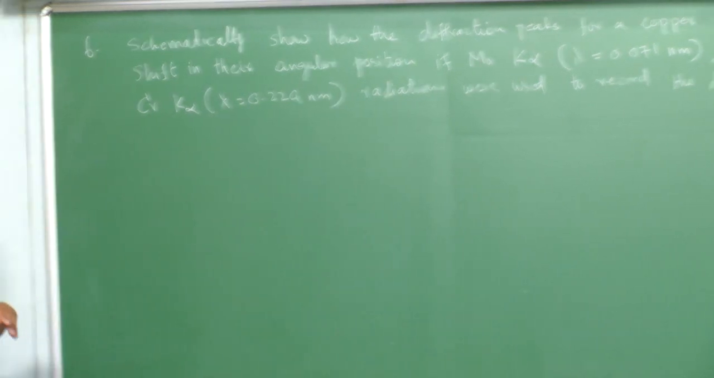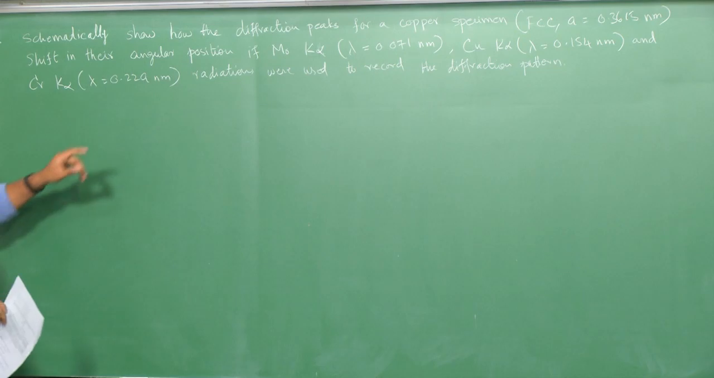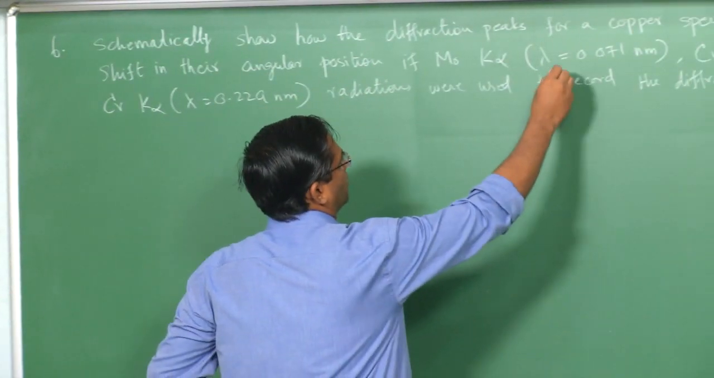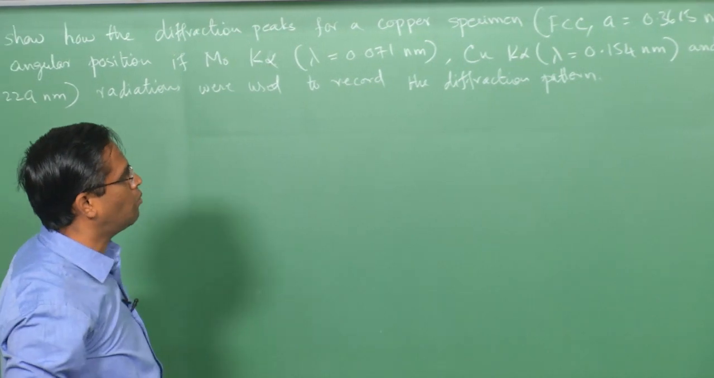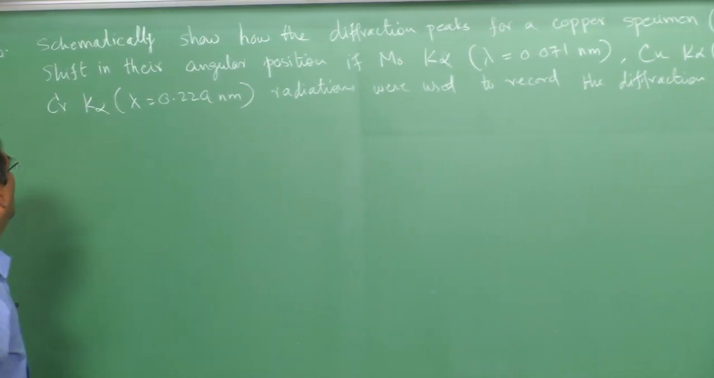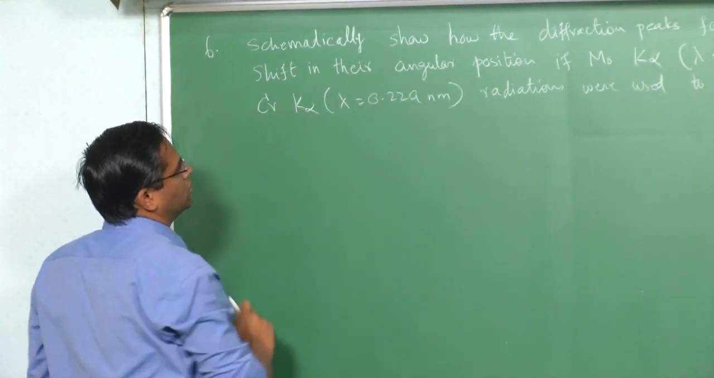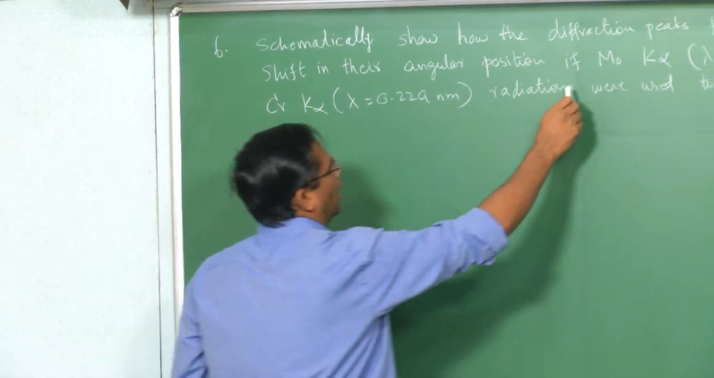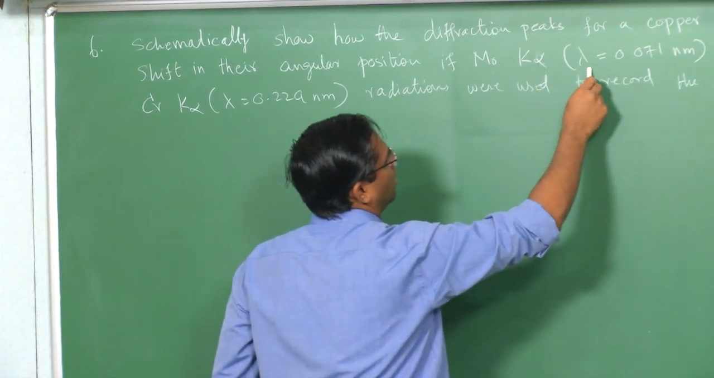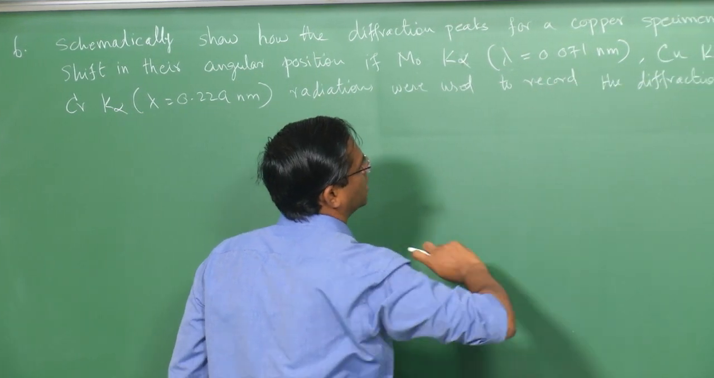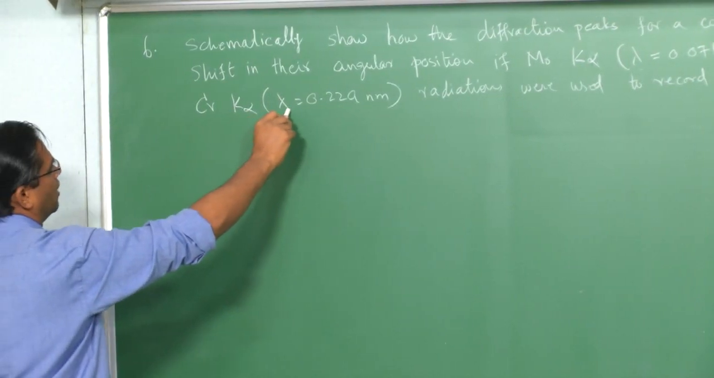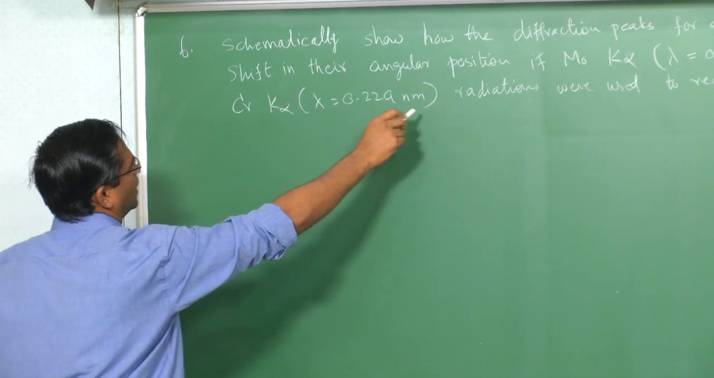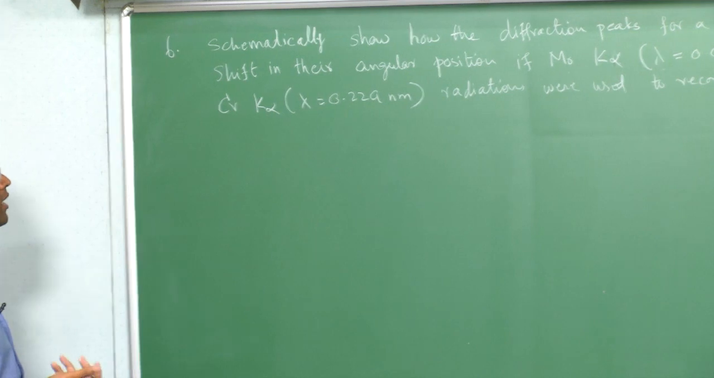So, let us look at the problem: schematically show how the diffraction peaks for a copper specimen, which has an FCC crystal structure with a lattice constant a equal to 0.3615 nanometer, shift in their angular position if molybdenum K alpha, with lambda equal to 0.071 nanometer, copper K alpha, with lambda 0.154 nanometer, and chromium K alpha, with wavelength lambda equal to 0.229 nanometers, radiations were used to record the diffraction pattern.